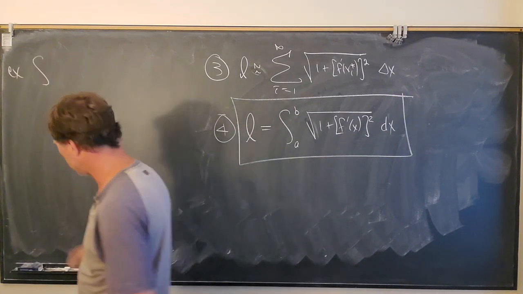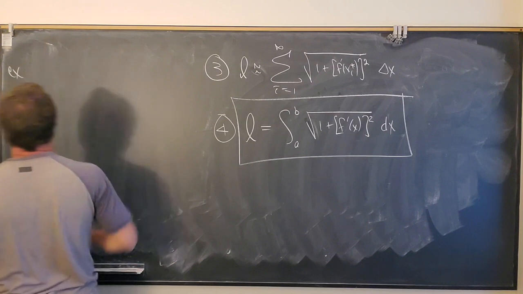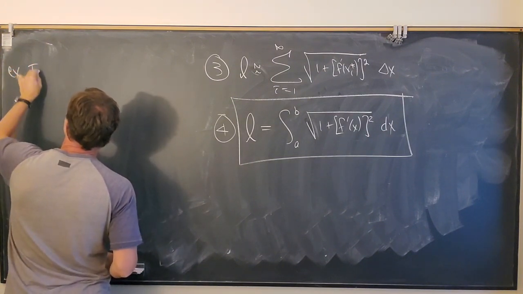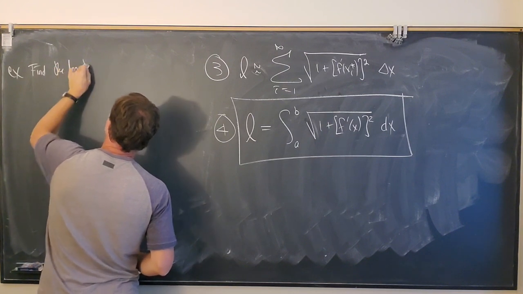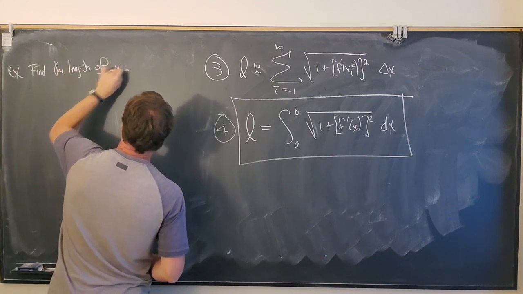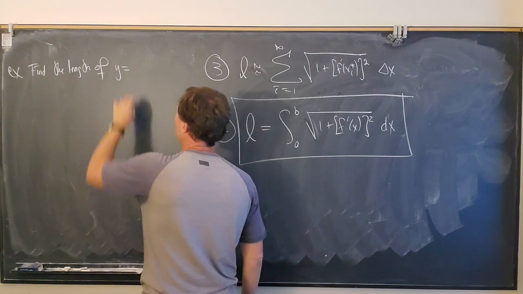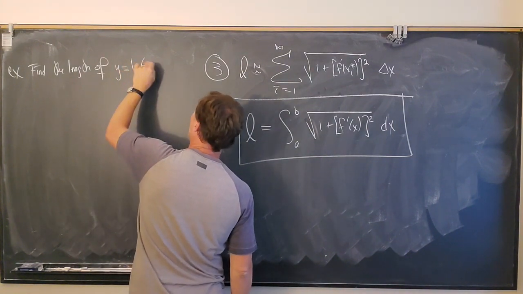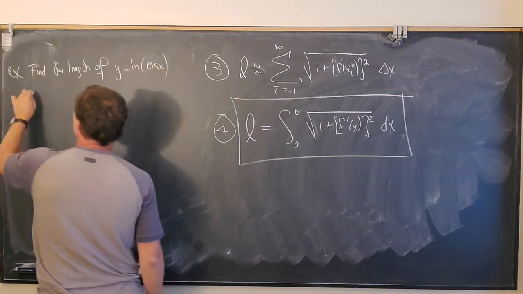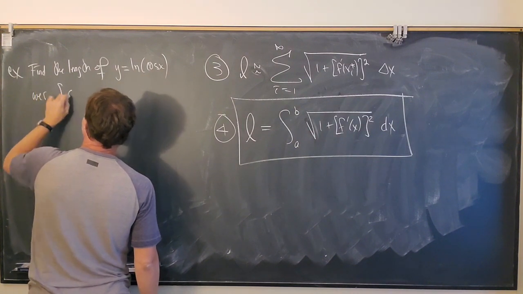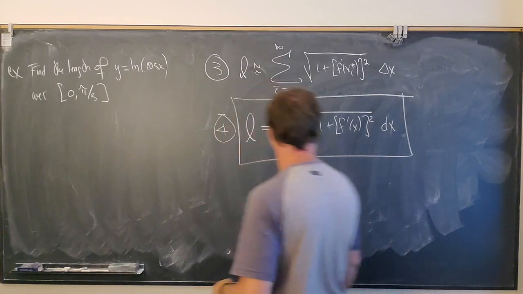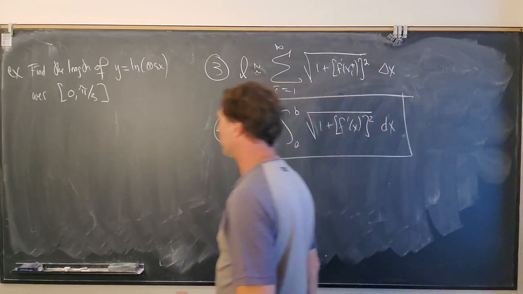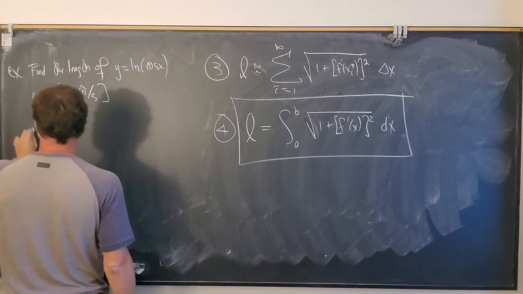Okay, so let's find the length of the graph y equals the natural log of cosine of x over the interval from 0 to pi over 3. All we do is throw it into this formula right here. So I'm going to need the derivative. Let's compute that right away.